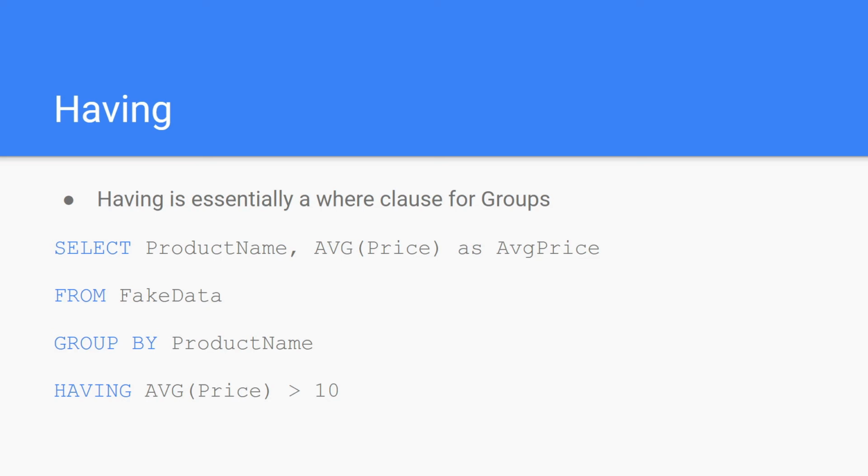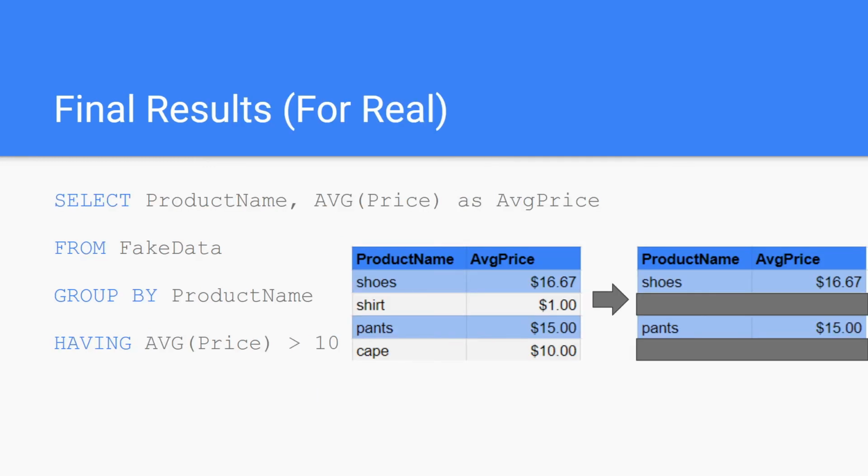So you wouldn't say select product name and average price from fake data where average price is greater than 10. You would instead group by the product name first to create the groups and then run the having average price greater than 10 after the group by. It functions very, very similarly to the where clause, but where the where clause acts on rows, the having clause acts on entire groups. And doing that, it basically just goes ahead and checks which ones are greater than 10 and returns those instead.